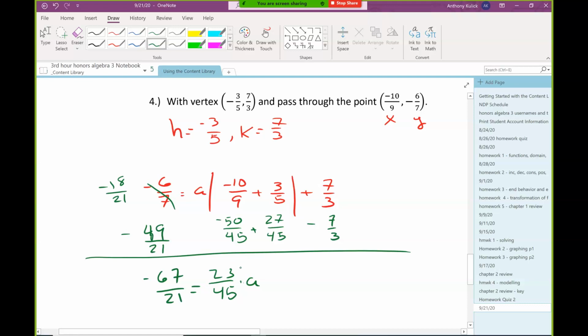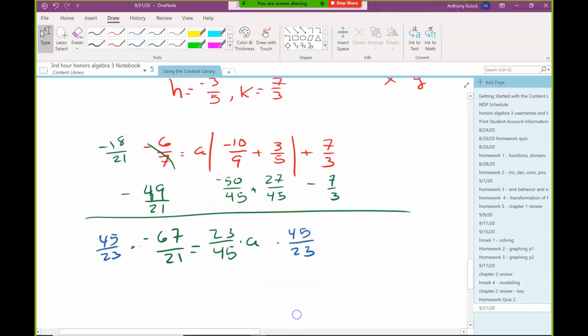Still good? Now we need to divide both sides by 23 over 45, but that seems silly to do. What should we do instead of dividing? Multiply by its reciprocal, right? That's a bit easier. And I would reduce as I go here. So for example, I notice 21 and 45 both contain a factor of 3.